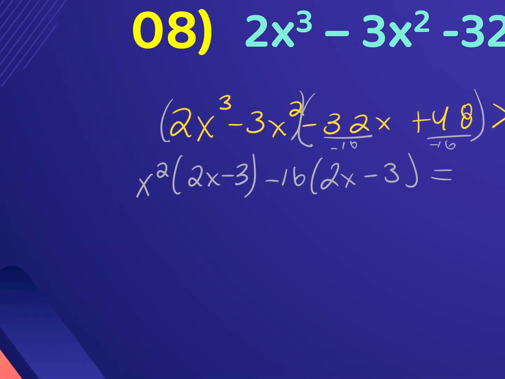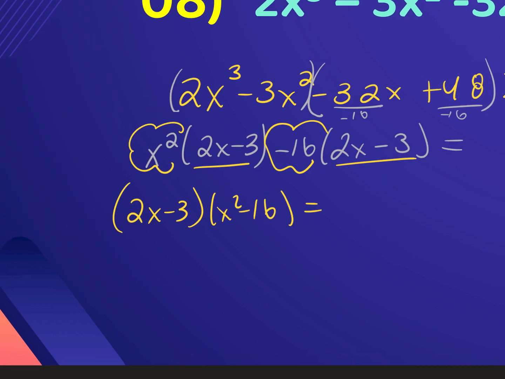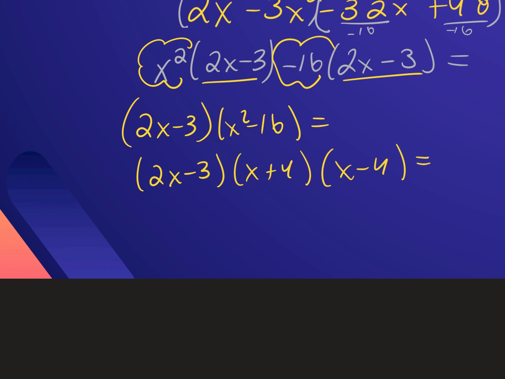So what do I take out and write in the front one time? 2x minus 3. Perfect. And then my leftovers get what? X squared minus 16. Good. Can I factor that a little more? 2x minus 3, x plus 4, and x minus 4. All right, how is this one a little bit different?